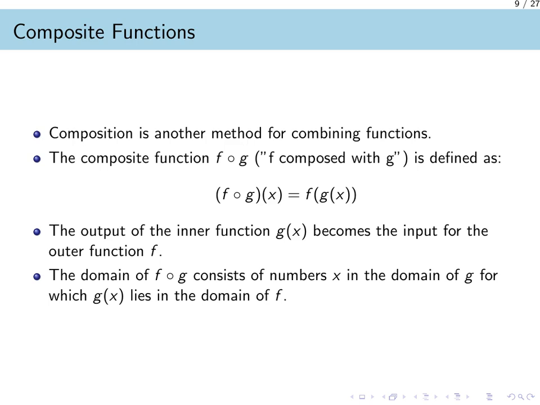For this to be possible, the domain is restricted. An input x must be valid for the inner function g, and the output, g of x, must then be a valid input for the outer function f. Think of it like a factory where one machine makes a part and a second machine uses it. The key idea is that we are nesting one function inside of another.